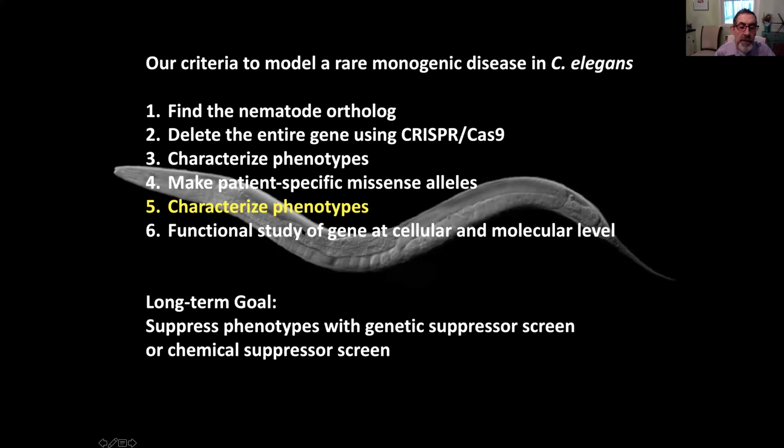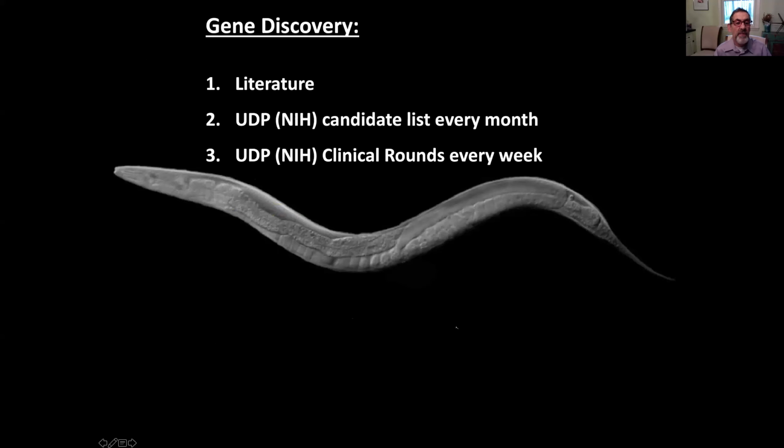And then from there, we can do functional study of genes at both the cellular and molecular level. My long-term goal is to actually do suppressor genetics, where we do suppressor screens or chemical suppressor screens to hopefully get at therapeutic strategies. Our gene discovery mechanism is really that we either find a gene that we learned about in the literature or that a colleague suggested.